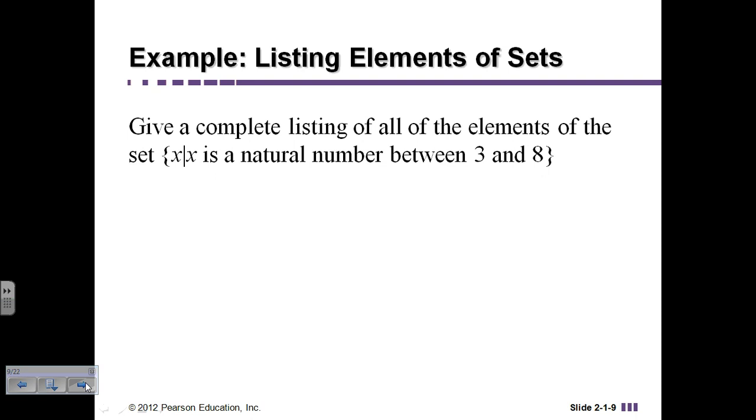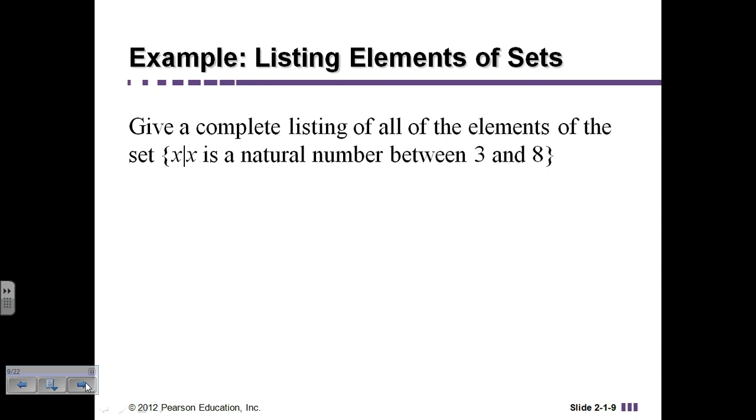So here's an example. Give a complete listing of all of the elements of the set of x such that x is a natural number between 3 and 8. It's very important to pay attention to the wording. Natural numbers means it has to start at 1 and it has to be an integer, in other words, no decimals. And between means that it cannot include the 3 and the 8. So it has to be the numbers between 3 and 8.